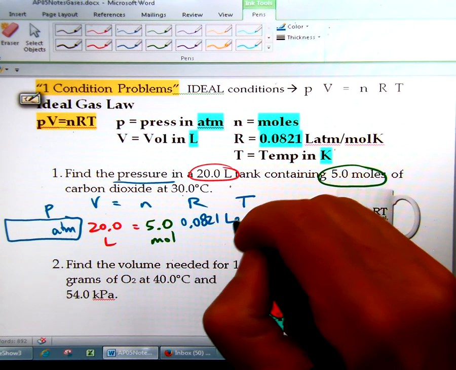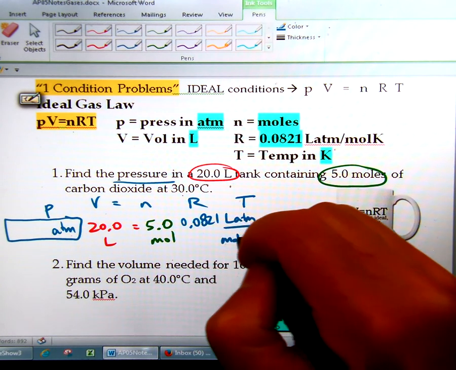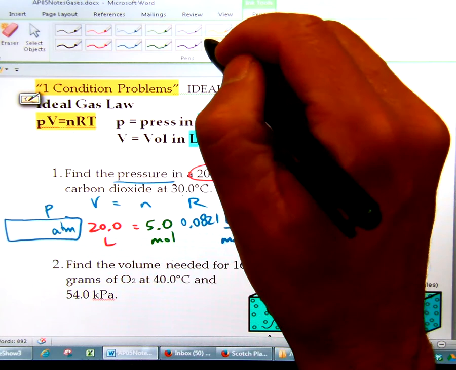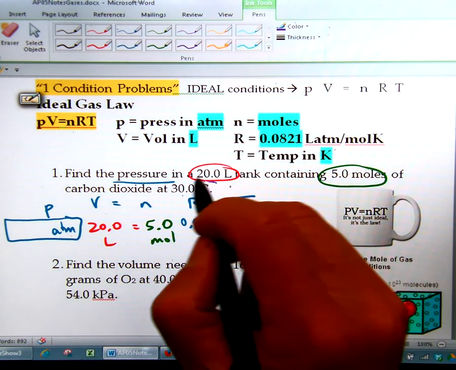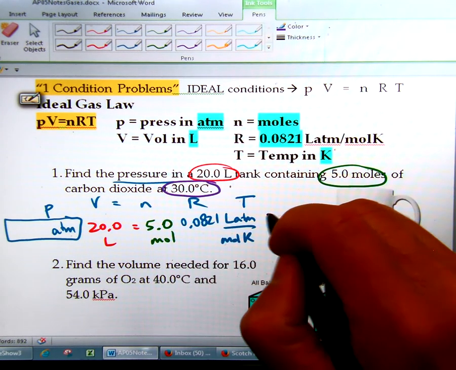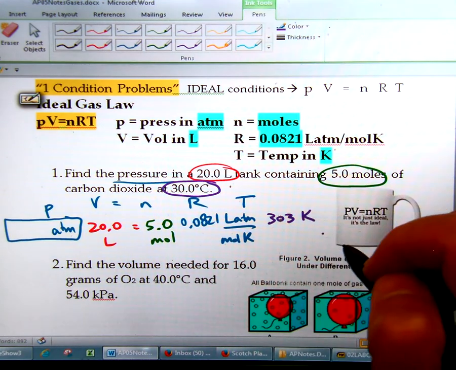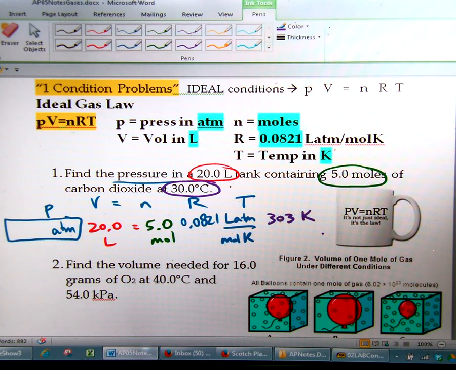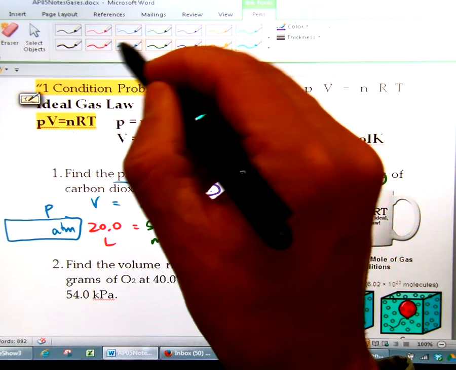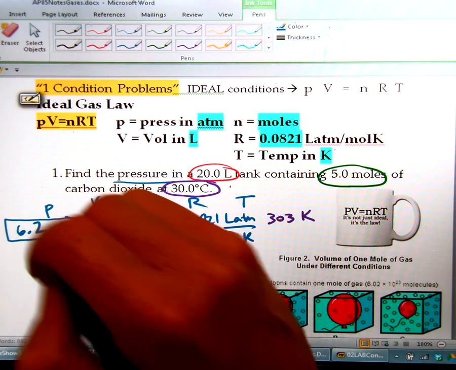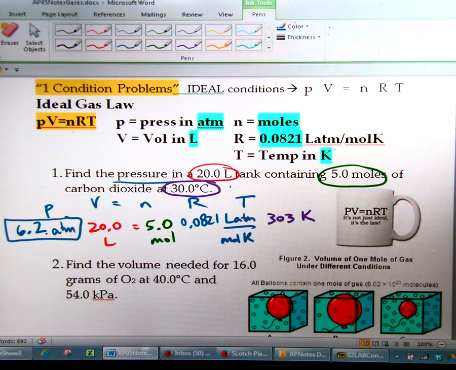The units are liters, atmospheres over moles, Kelvin. And the temperature is given as 30 degrees Celsius. Of course, you know you have to change that to Kelvin, so it's going to be 303 Kelvin. So no matter what, you got to use Kelvin for all of this chapter. Okay, now throwing this into the calculator, 5 times 0.0821 times 303 divided by 20 gives you 6.2 once we rounded it. So 6.2 ATMs is going to be the pressure in this container of this gas.